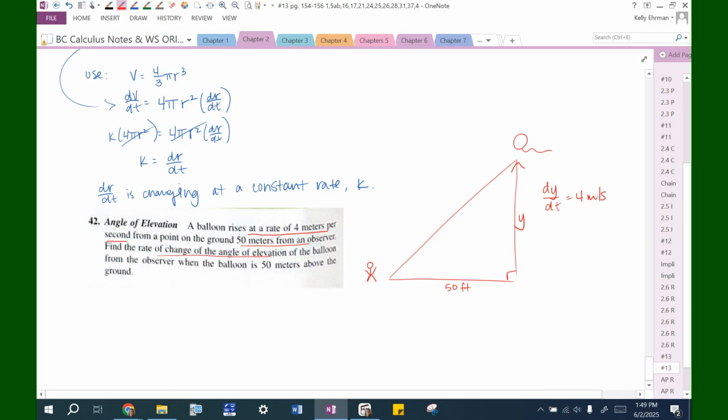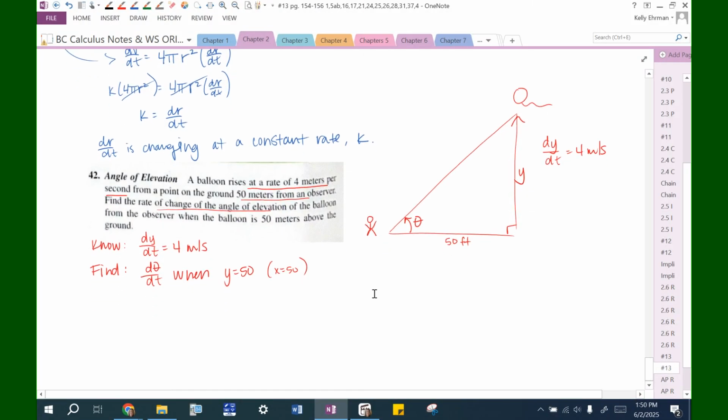Find the rate of change of the angle of elevation. Ooh, we should know this from pre-calc. Angle of elevation is from the ground looking up to the balloon, from the observer, when the balloon is 50 meters above the ground. So I'm calling it y, so dy/dt is equal to 4 meters per second. They are asking me to find, what was it? Oh, angle of elevation, d theta/dt, when the balloon is 50 feet from the ground. So when y equals 50. And remember, x equals 50 is fixed.